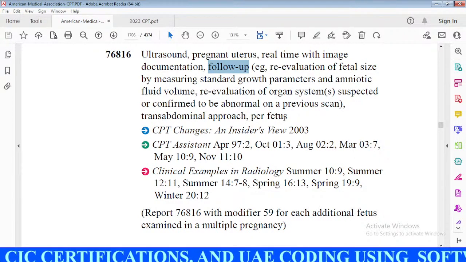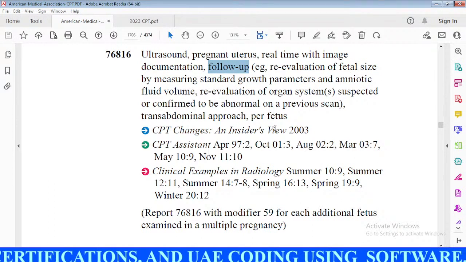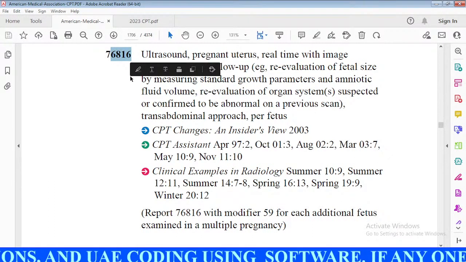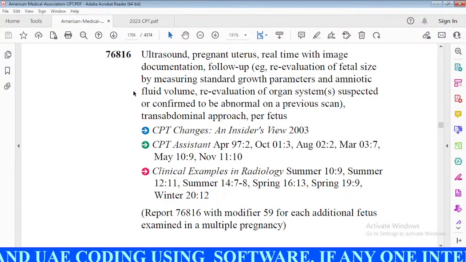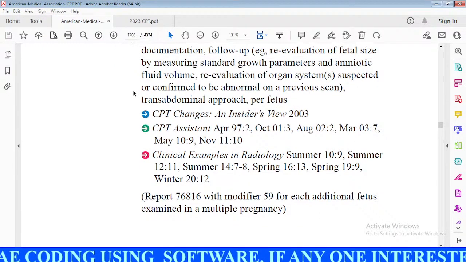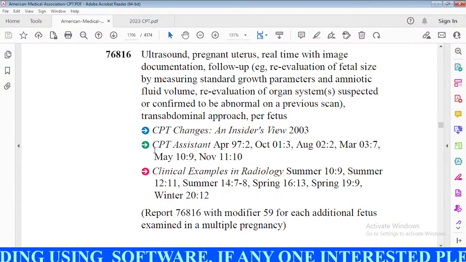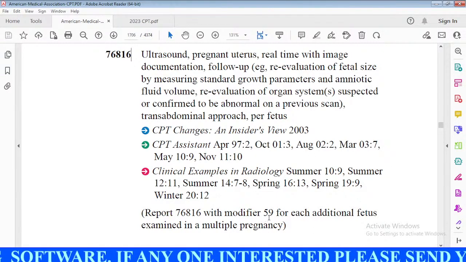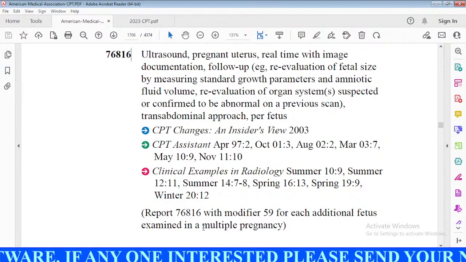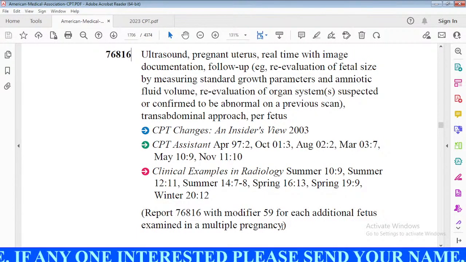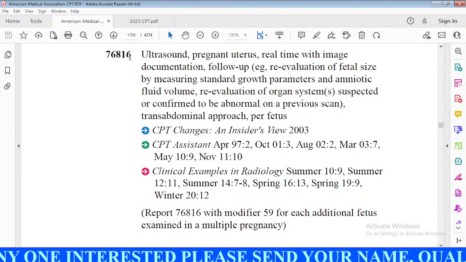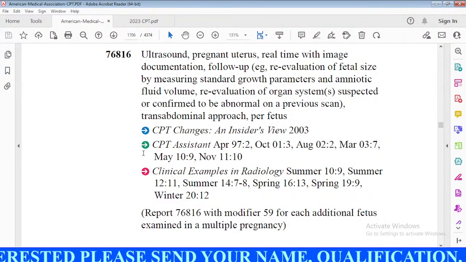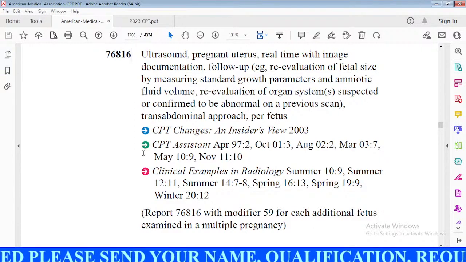Transabdominal approach for fetus. So if the physician is performing for only one fetus, we can quote 76816. But here we have two fetuses, so we need to check the code guidelines. For example, if you see here, report 76816 with modifier 59 for each additional fetus examined in multiple pregnancy. So we need to write 76816 and 76816 with 59.